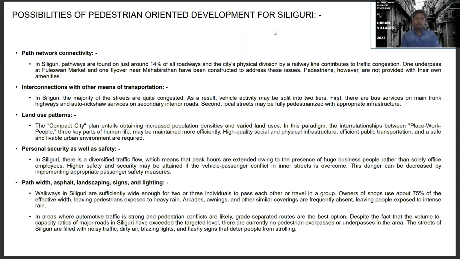Now talking about the pathways, asphalt and landscaping, although Siliguri has sufficient width of walkways for 2 to 3 people, 75% of the walkways are covered by the shop owners. Due to this, the pedestrians have to face heavy rainfall whenever they are walking on the walkways. So this has to be taken care of, and also the street lights and the other facilities are not adequate enough. These need to be catered to.